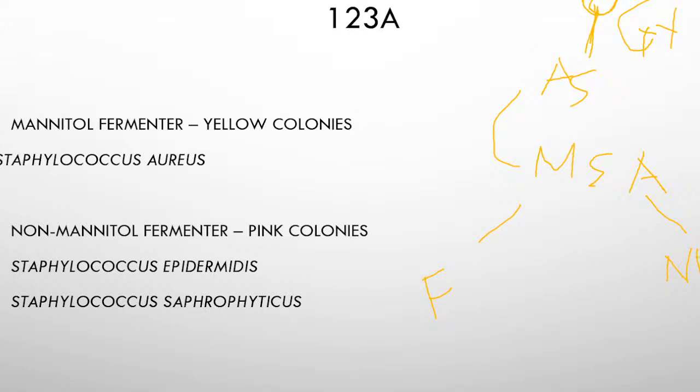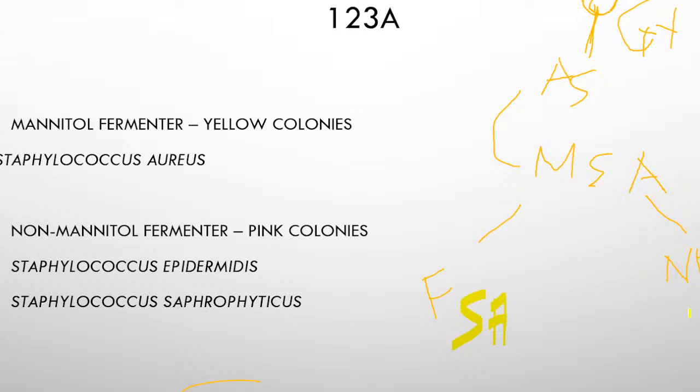If it's a mannitol fermenter, most definitely, then that would be with beta hemolysis. Where's my highlighter? What happened to my highlighter? Nawala. If it's a mannitol fermenter, let's use a highlighter na lang. If it's a mannitol fermenter, most definitely that's Staph aureus. Why? Beta hemolysis, isolated in probably the skin, the throat, or blah blah blah.